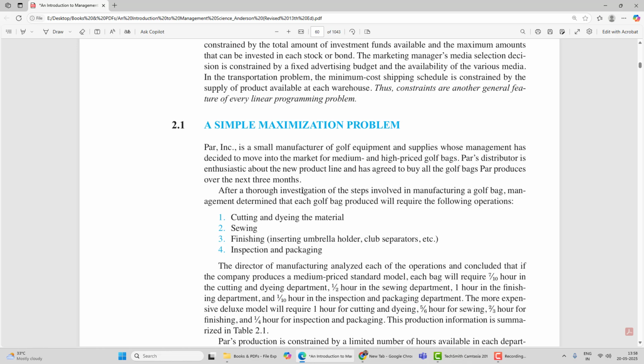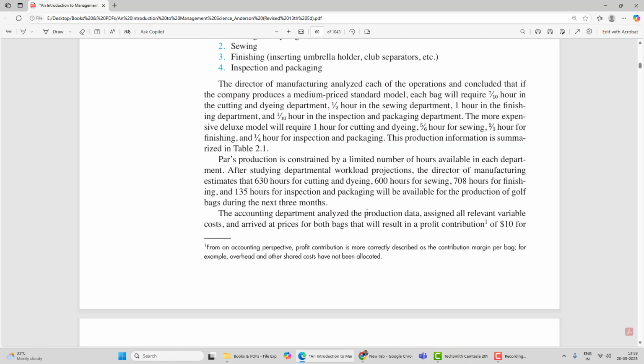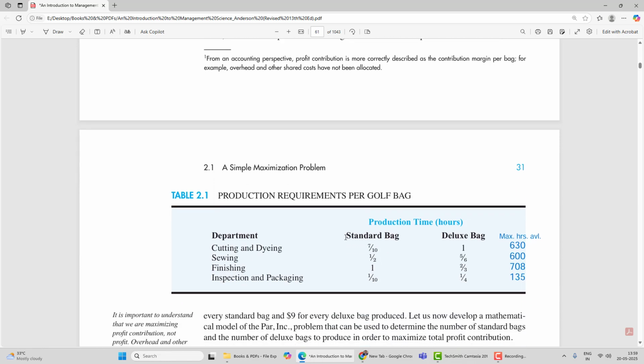After a thorough investigation of the steps involved in manufacturing a golf bag, management determined that each golf bag produced will require the following operations. Four operations are mentioned here: cutting and dyeing of the material, sewing, finishing, and inspection and packaging. And they are going to produce 2 types of bags: one is called the standard bag and the other is called the deluxe bag.